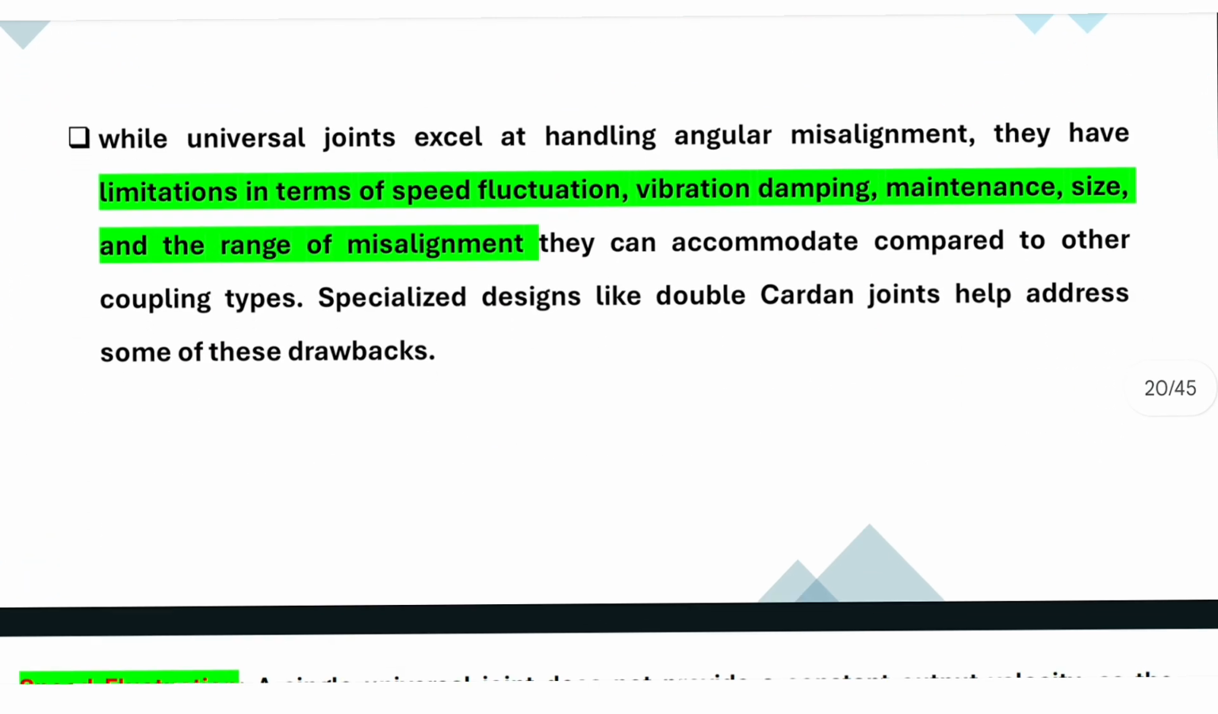Let's see the disadvantages of the universal joint coupling. While universal joints excel at handling angular misalignment, they have limitations in terms of speed fluctuations, vibration damping, maintenance, size, and the range of misalignment they can accommodate compared to other coupling types. A specialized design like the double cardan joint helps to address some of these drawbacks.